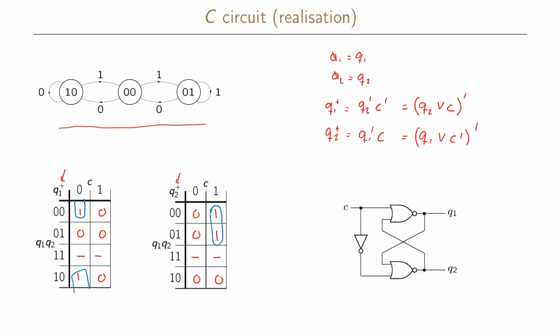And if we realize this as an asynchronous sequential circuit, we will short circuit the connection between Q1 plus and Q1, which is this one, and we also short circuit the connection between Q2 plus and Q2. So this should be Q2 plus and this should be Q1 plus, but since we have an asynchronous sequential circuit, we don't have any D elements that separate these. So this will give us the realization of the C circuit here.